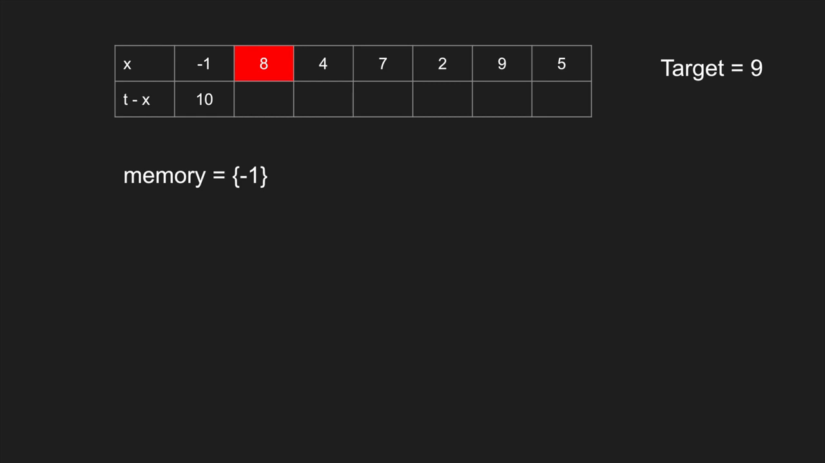Next we move to 8, and to get 9 we would need 1. But we have not hit 1 before, so we have to check another value for x, and before we move to the next one, we add 8 in the memory because we have just visited it. For the next step, I'm going to let the animation work.